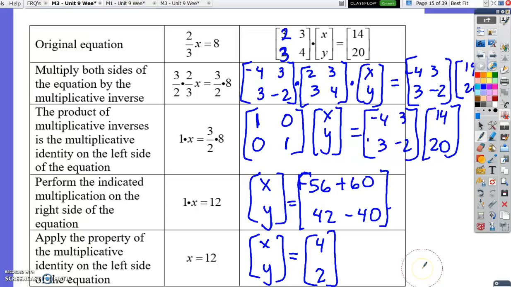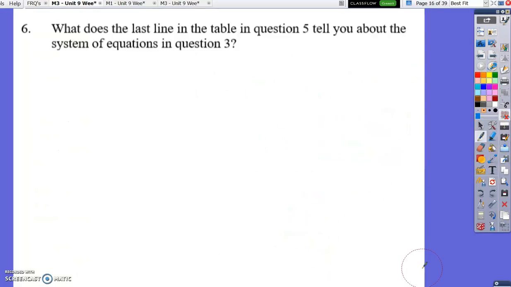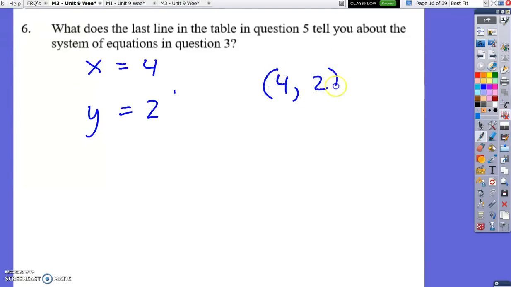And so what does that mean? So we have this answer, and the next question, number 6, says, what does the last line in table 5 tell you about the system of equations in question number 3? So we've got our last line here, and that means that x equals 4 and y equals 2. Or in other words, the answer to my system of equations is 4, 2. And so we're able to use that information to make the answer to the system. It's a pretty straightforward, simple process.